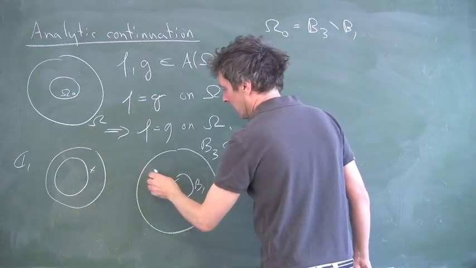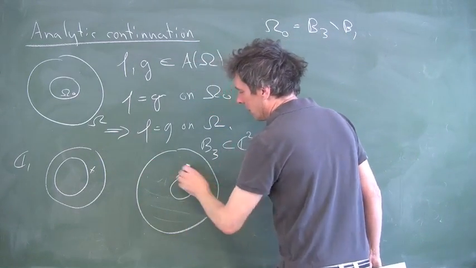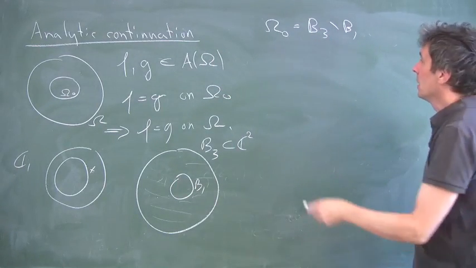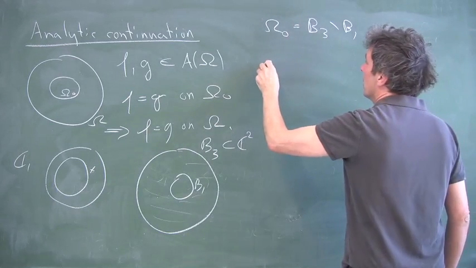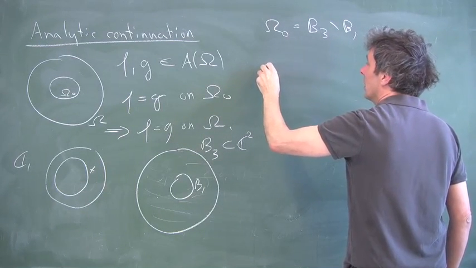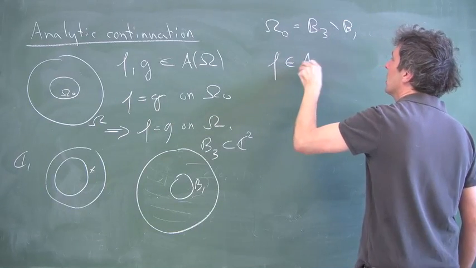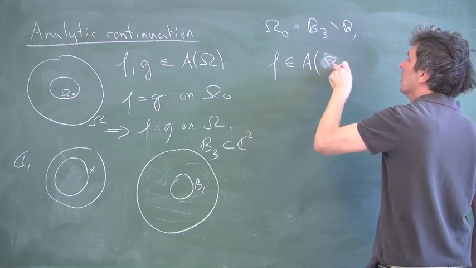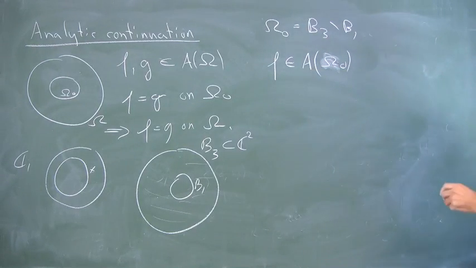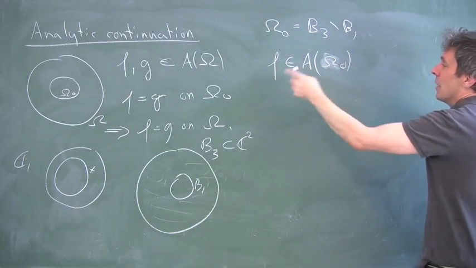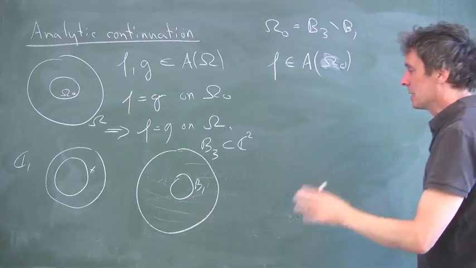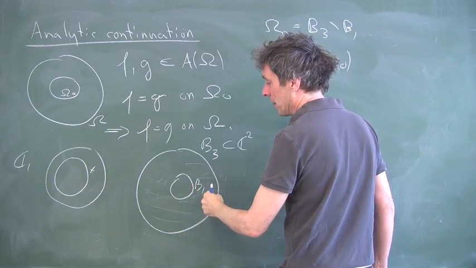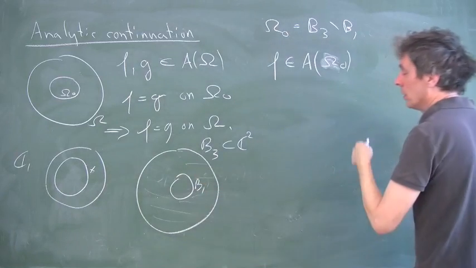So it's what's in the big ball, but not in the smaller ball here now. And then I claim now that if you have a function f, which is analytic in the two variable sense in omega naught here now, then f can be extended to a function which is actually analytic in all of the ball B3.